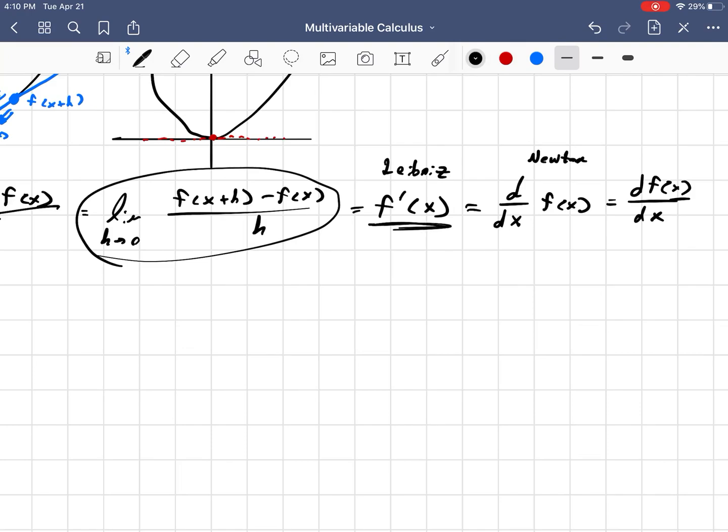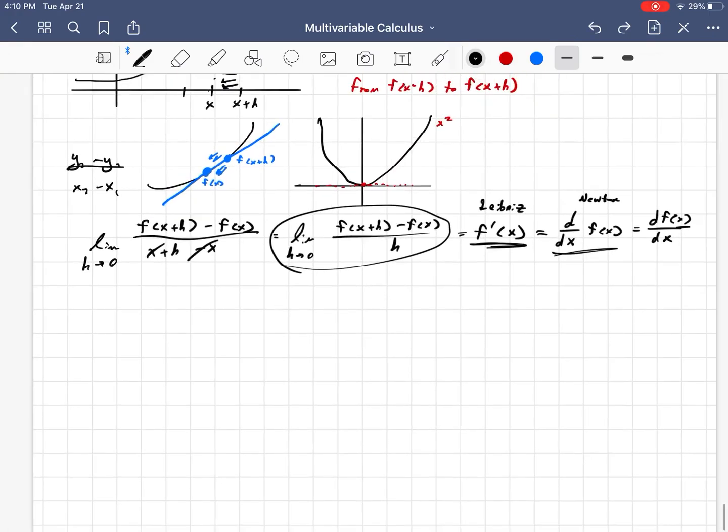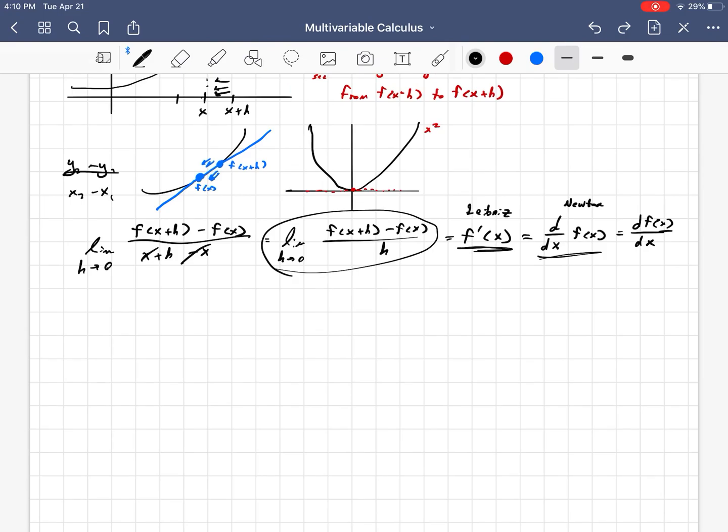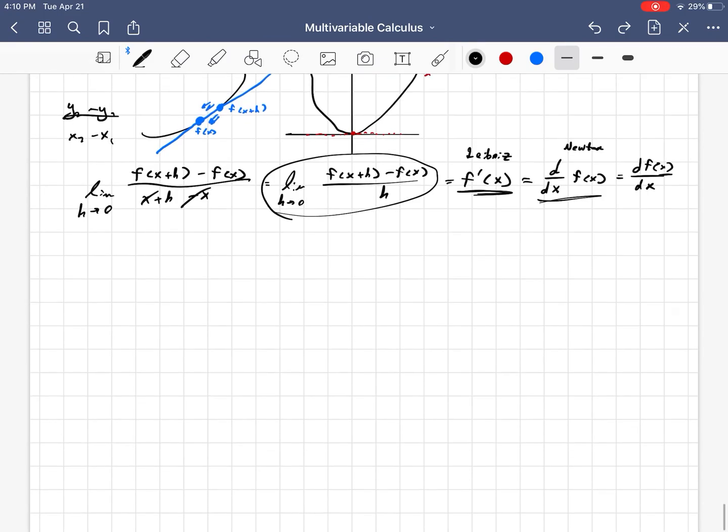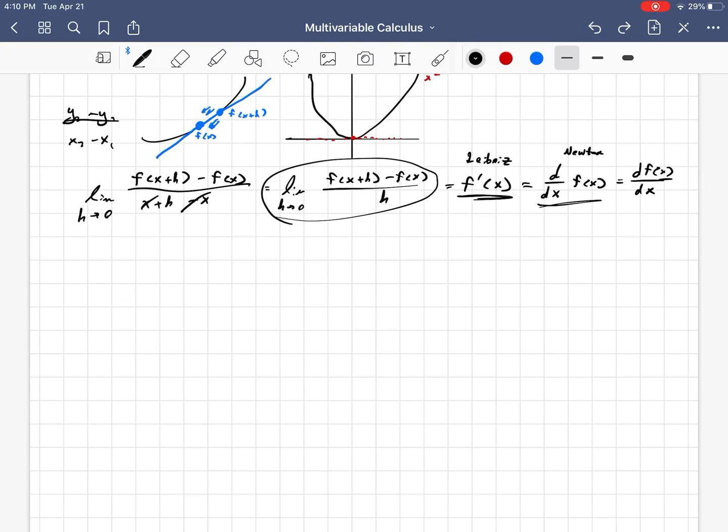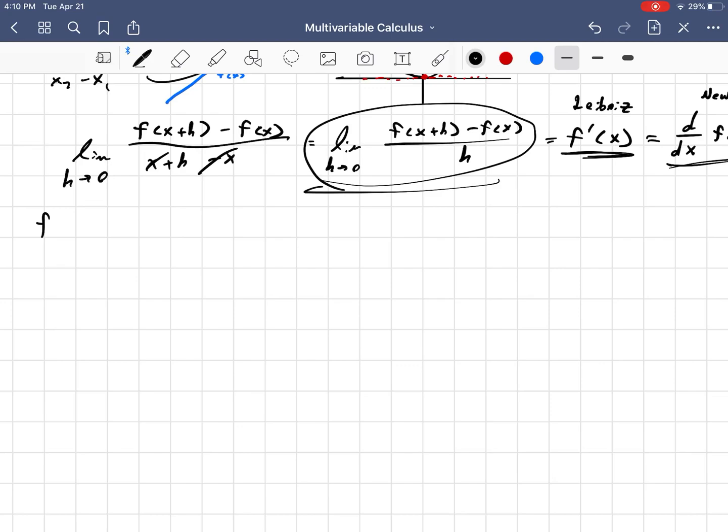Now, another way you could write it is the derivative of f of x with respect to x. That's really the main 3 ways you can write it. This is probably the most common, but this is very well known. This you don't use quite as much. Okay, so I think it would be wise to find the derivative of the function.